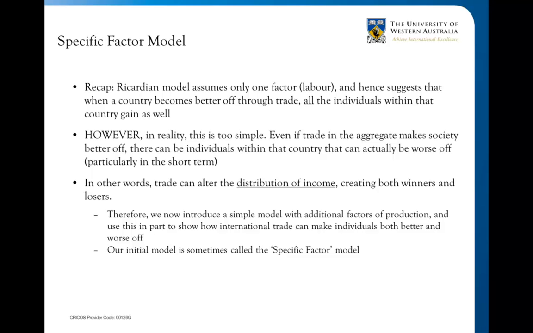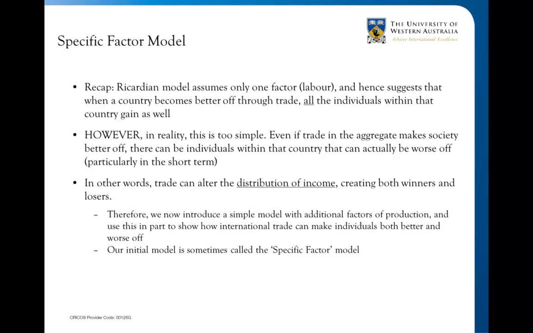Even if trade in the aggregate makes society better off, and that's going to be true, we need a more realistic model because, of course, not everyone in society is going to be a winner. It can make some people, particularly in the short term, worse off. This is an important aspect, particularly today, that we need to consider. In other words, trade can alter the distribution of income and creates both winners and losers. So this simple model, the specific factors model, starts to look at additional factors of production.